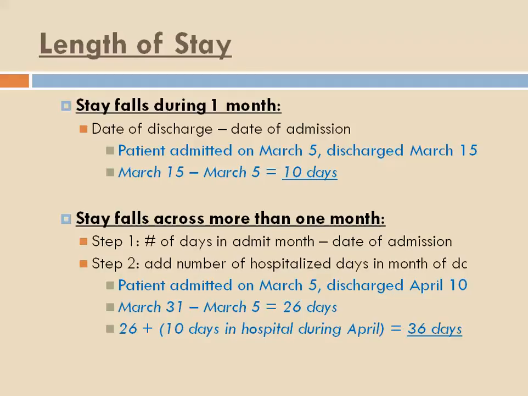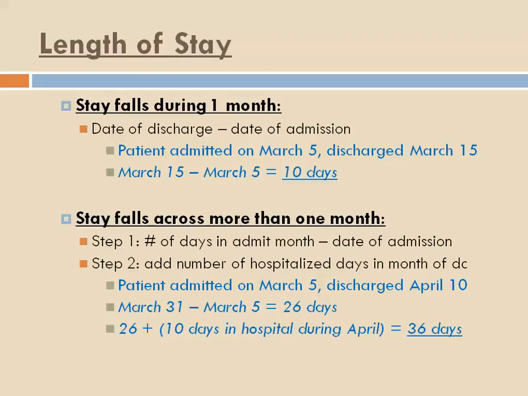But when you're using this next formula, when the stay falls across more than 1 month, don't get confused by trying to leave out the discharge day on step 2. And here's what I mean. For step 1, we took the number of days in the admission month, which was 31. So we said March 31 minus the admission date of March the 5th gave us 26 days. When we did that calculation, that already balanced us out or took away that day of discharge. So that's already been accounted for in that mathematic equation.